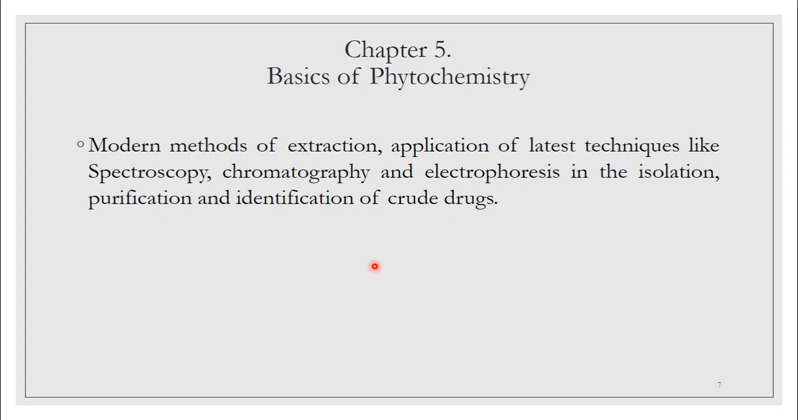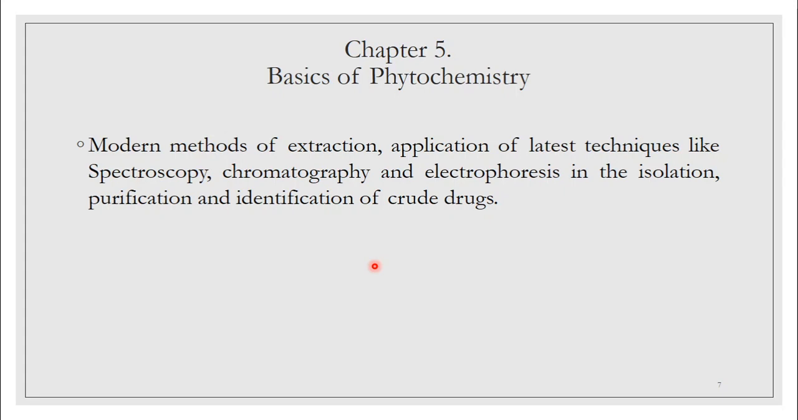And the last is about basics of phytochemistry. So modern methods of extraction, application of latest techniques like spectroscopy, chromatography, electrophoresis in the isolation, purification and identification of crude drug. So which are the modern methods of extraction? I will give you examples like microwave assisted extraction, ultrasound assisted extraction, supercritical fluid extraction, extraction by ionic liquids, enzyme assisted extraction, pressurized liquid or fluid extraction, etc.